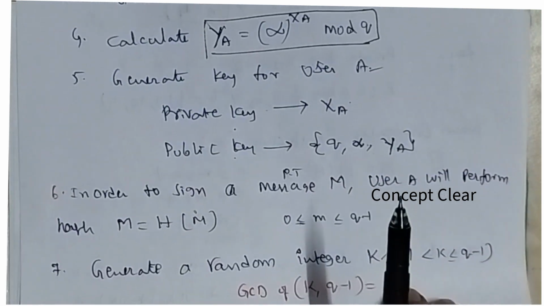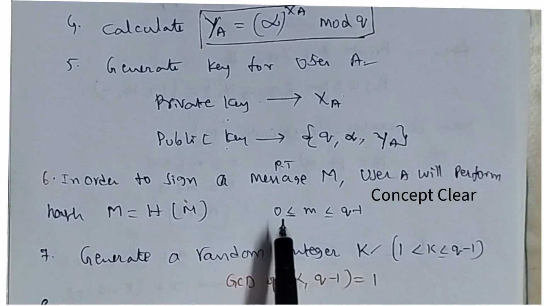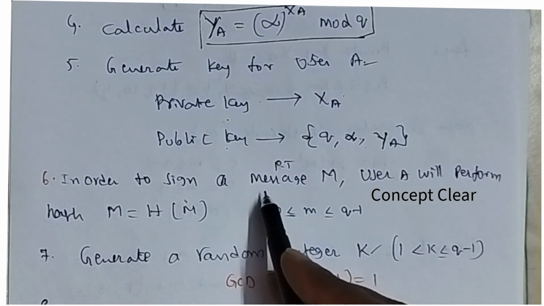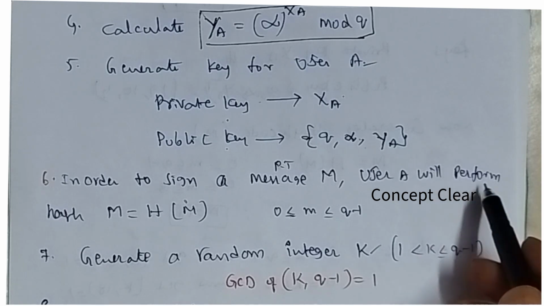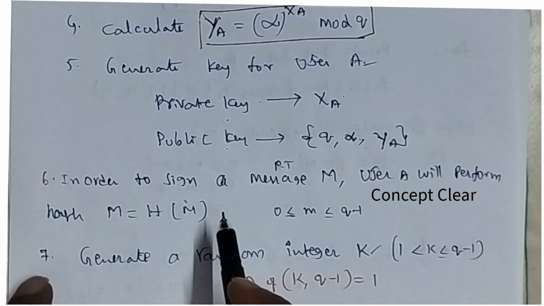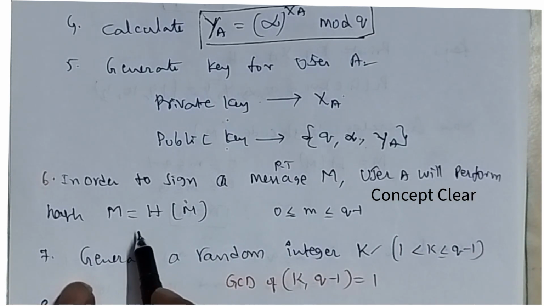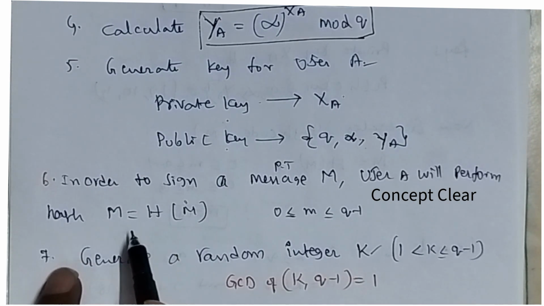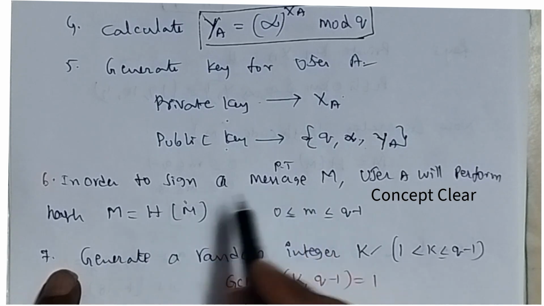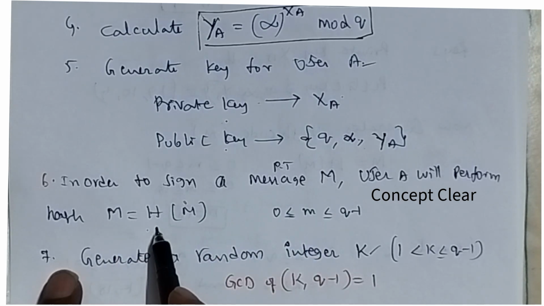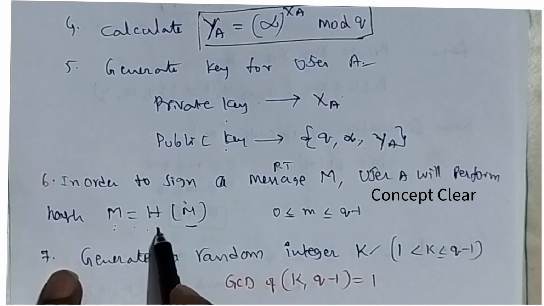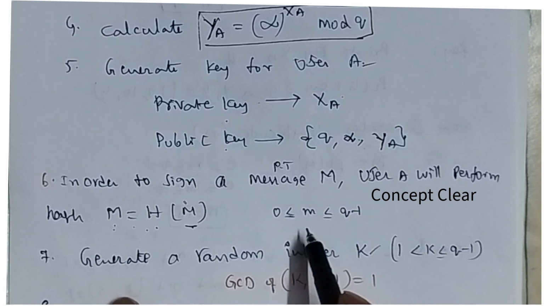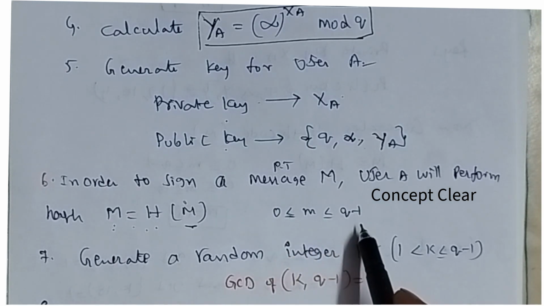Next step is, in order to sign a plain text message, user a will perform a hash function on the message. So m equals hash function of m, where m is nothing but the message. What is the condition here? 0 less than m less than q minus 1.